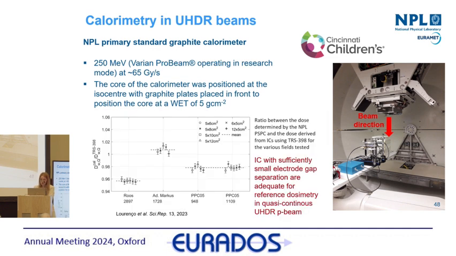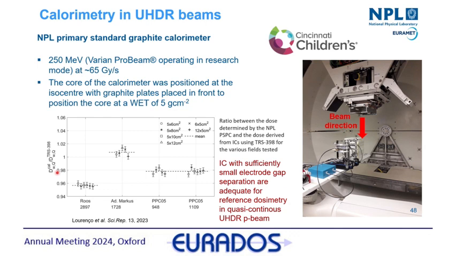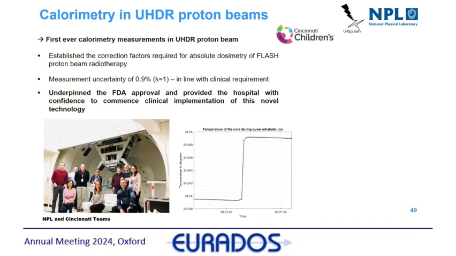Additionally, going back to ionometry, we also compared the behavior of a number of commercially available plane parallel chambers, correcting them for ion recombination in these beams. It turns out that a number of existing ion chambers with a sufficiently small gap separation, such as Advanced Markus or possibly also PPC05, behave well enough in flash quasi-continuous proton beams and could be used without any further alterations in terms of the development of new protocols or procedures. Recombination is much less of a problem for quasi-continuous proton beams.